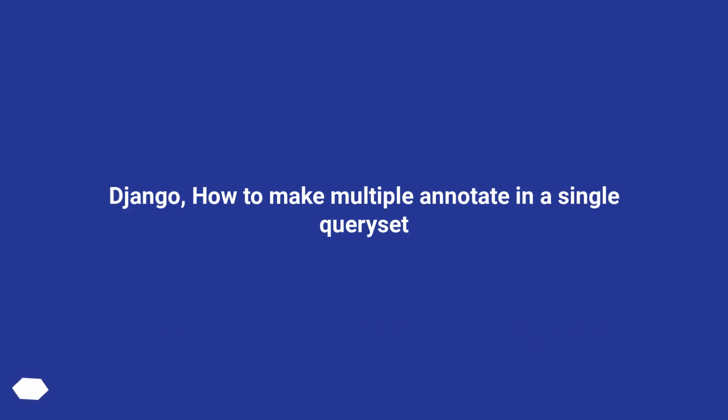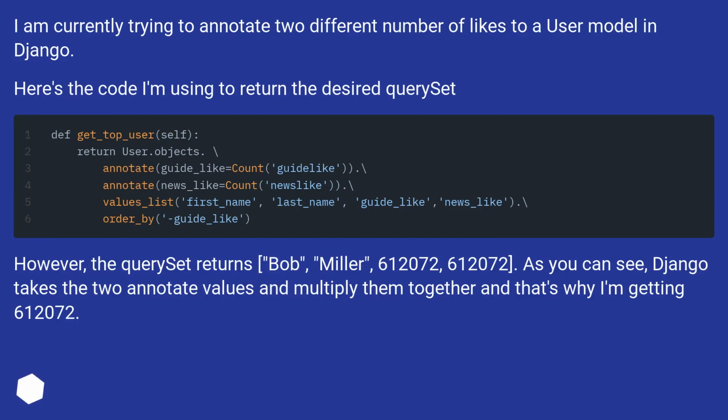Django, how to make multiple annotate in a single query set. I am currently trying to annotate two different number of likes to a user model in Django. Here's the code I'm using to return the desired query set.